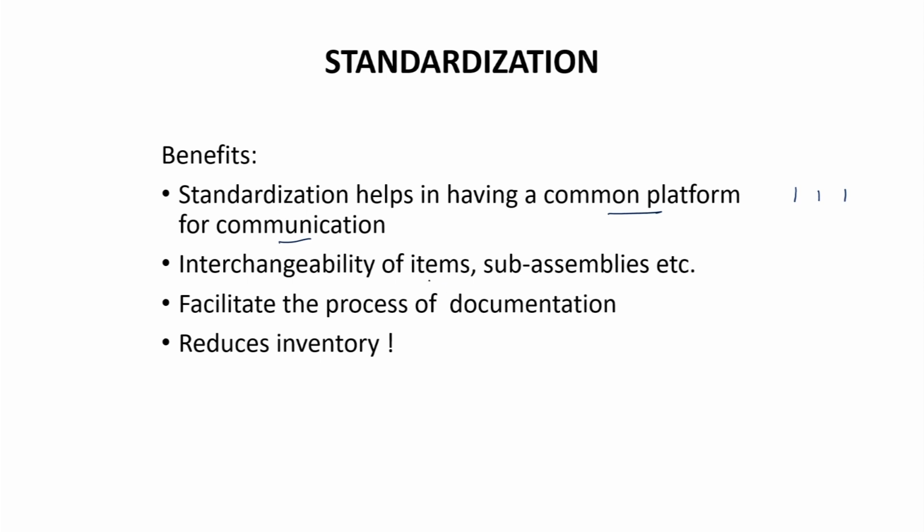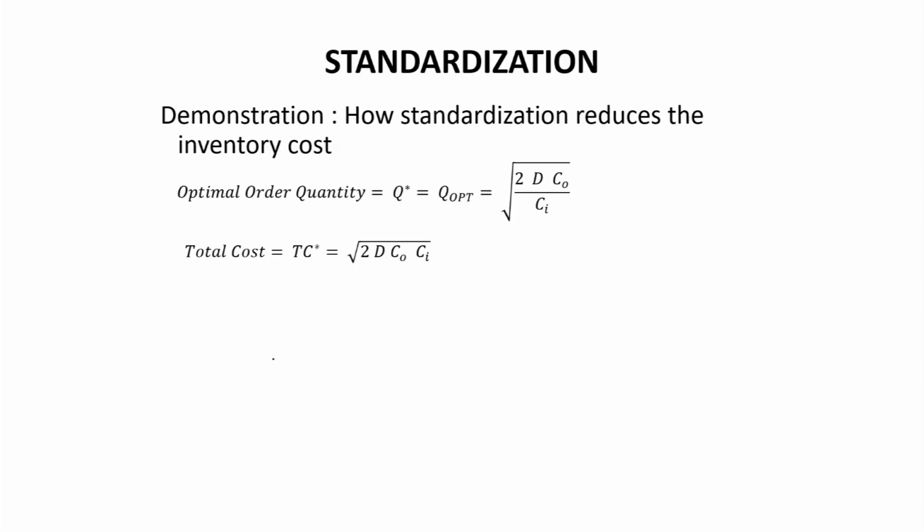If you have interchangeability of the items, sub-assemblies, etc., that will also help in reducing the inventory. This also facilitates the process of documentation and ultimately reduces the inventory. See one example here. Let us see how this standardization can help.